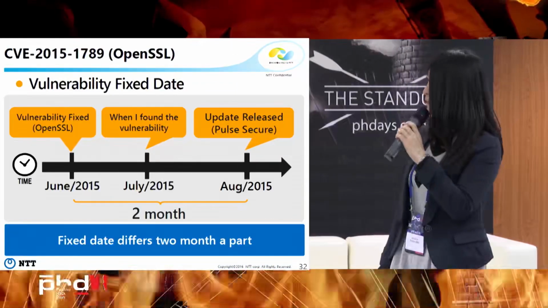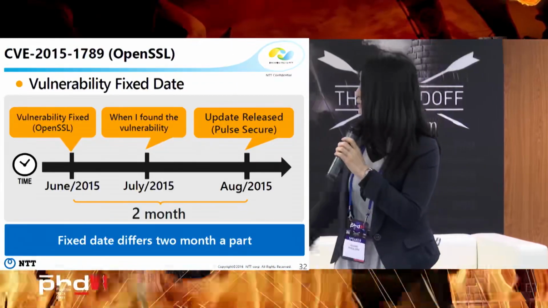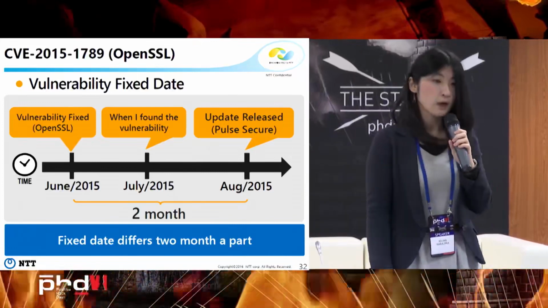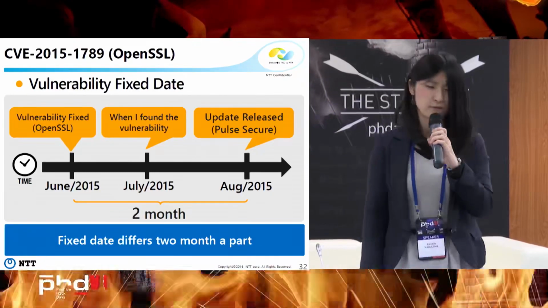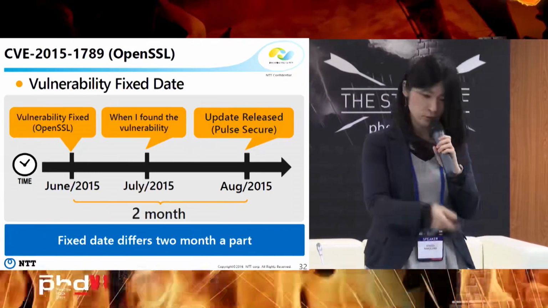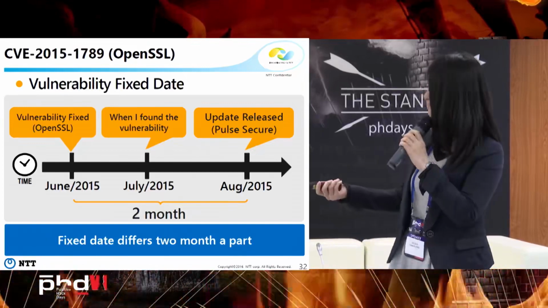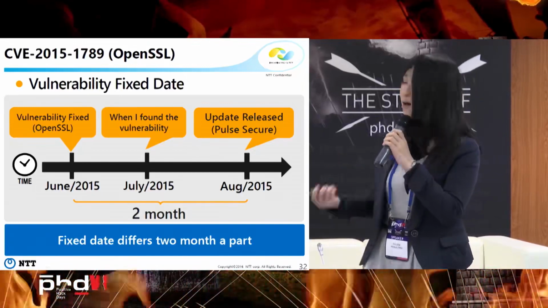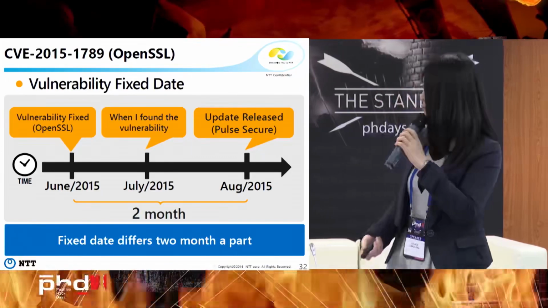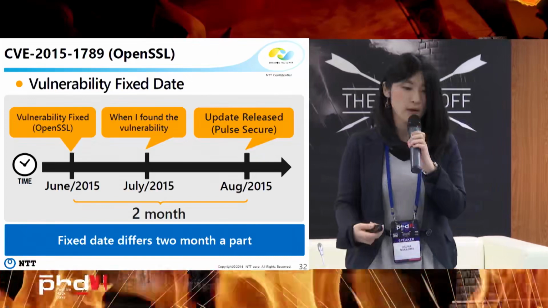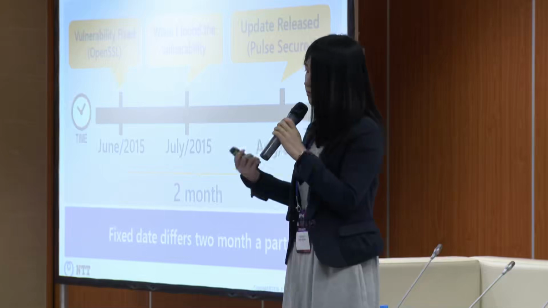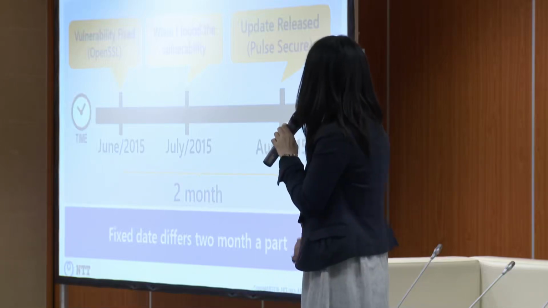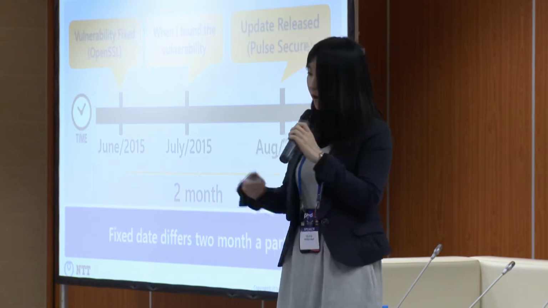This is the vulnerability fix timeline for this vulnerability. It was originally fixed in June 2015, and the reproduced one, the Pulse Secure one, was fixed in August 2015. So the fix dates differ by about 2 months. But I found this reproduced vulnerability in July 2015, so I could easily have written exploit code for the Pulse Secure one.